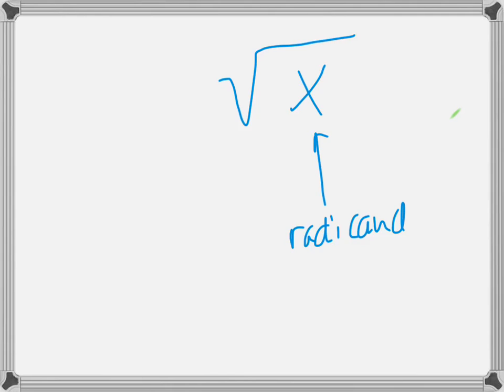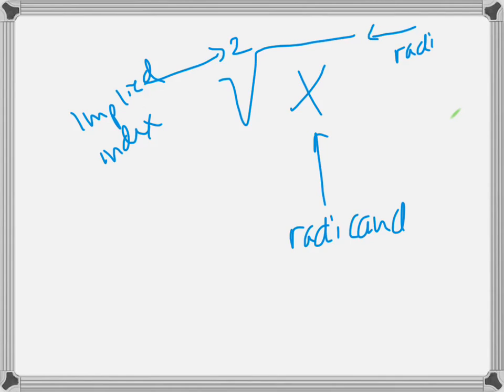And the type of root that you're taking, which for us is a square root, we do not write the 2, that's implied. That is called the index, and we're going to go over that more in the next lesson. And this symbol right here is called a radical. So oftentimes when we see something like this, we say radical 2.